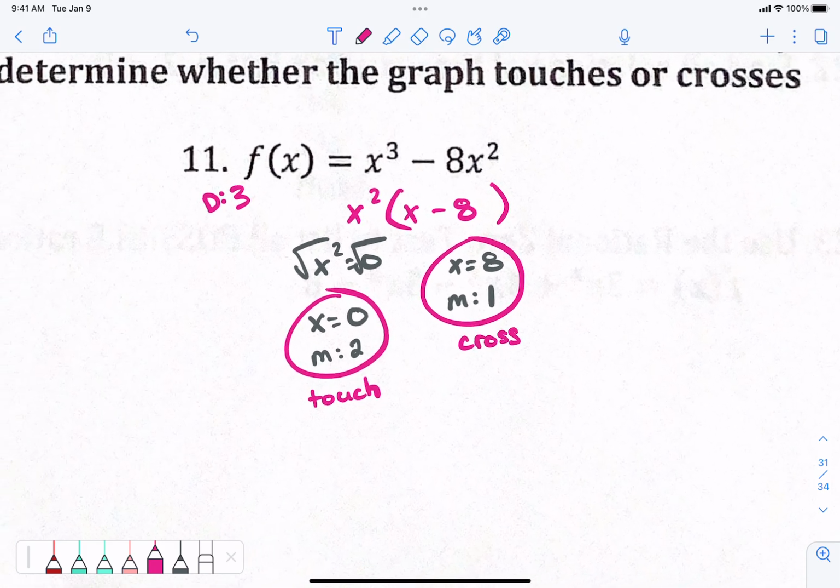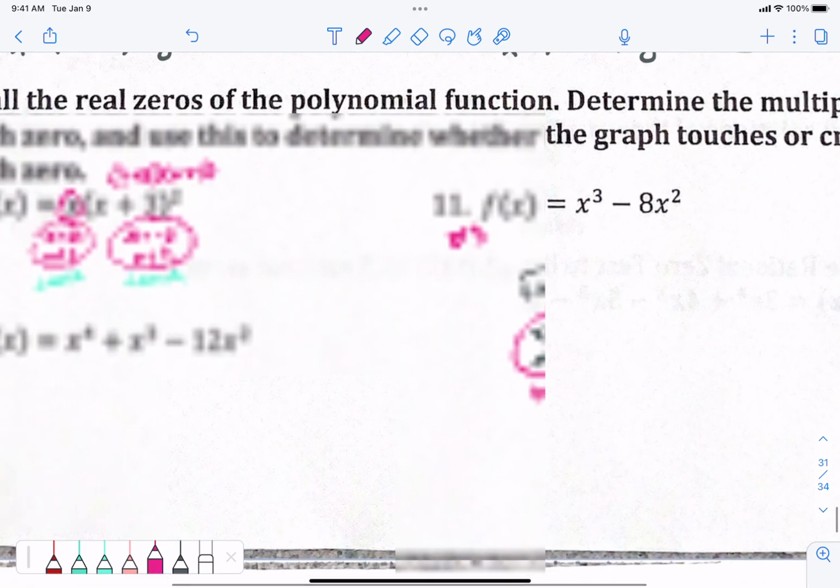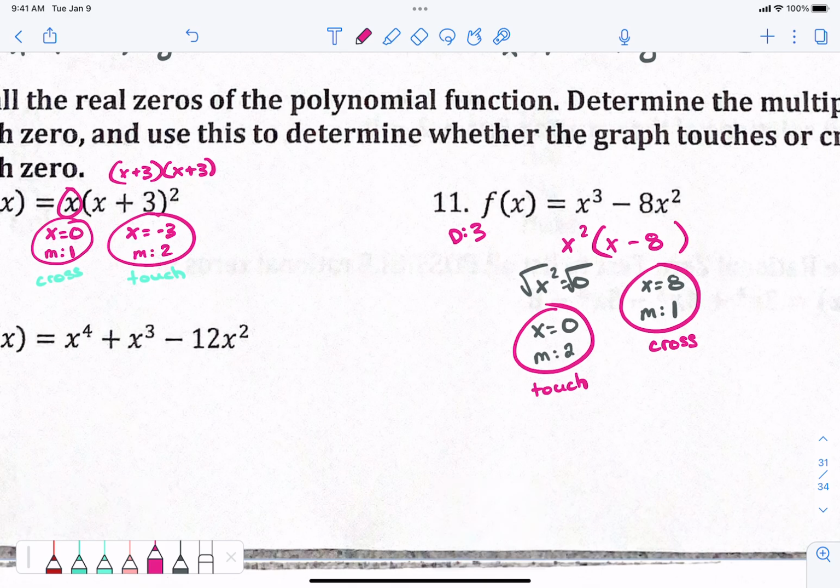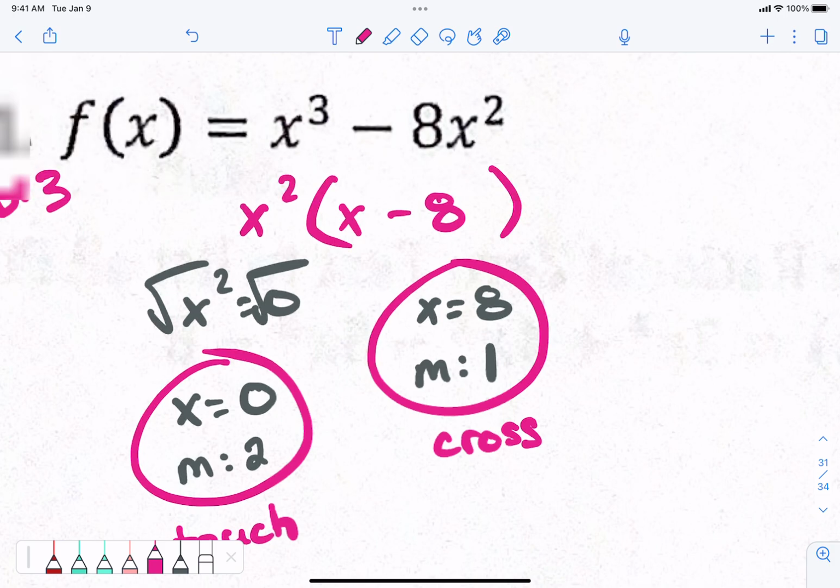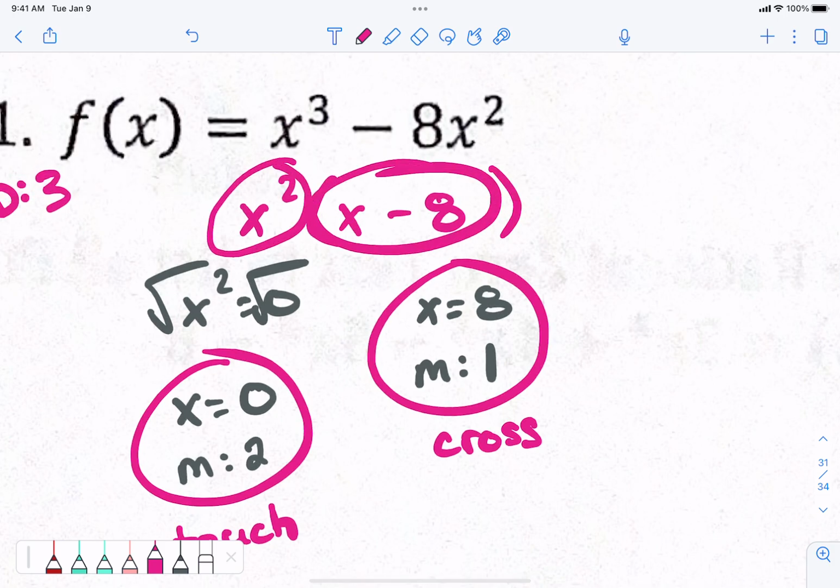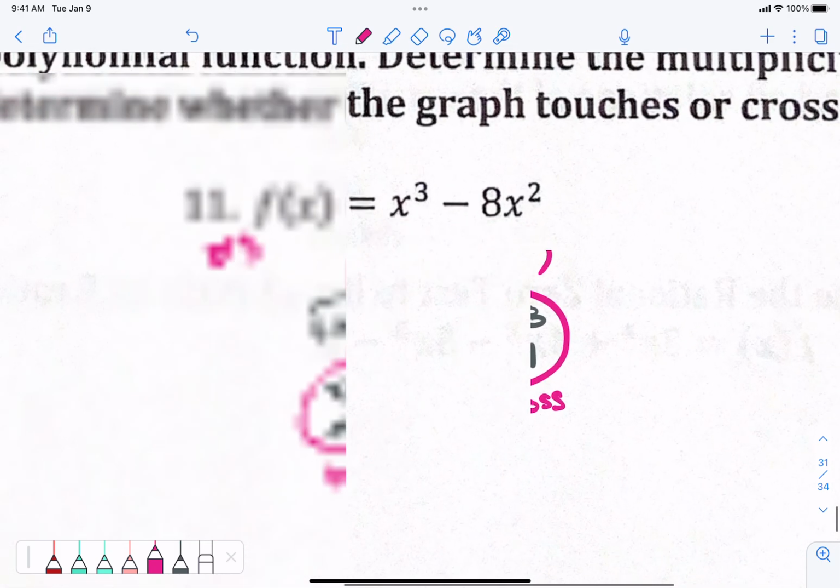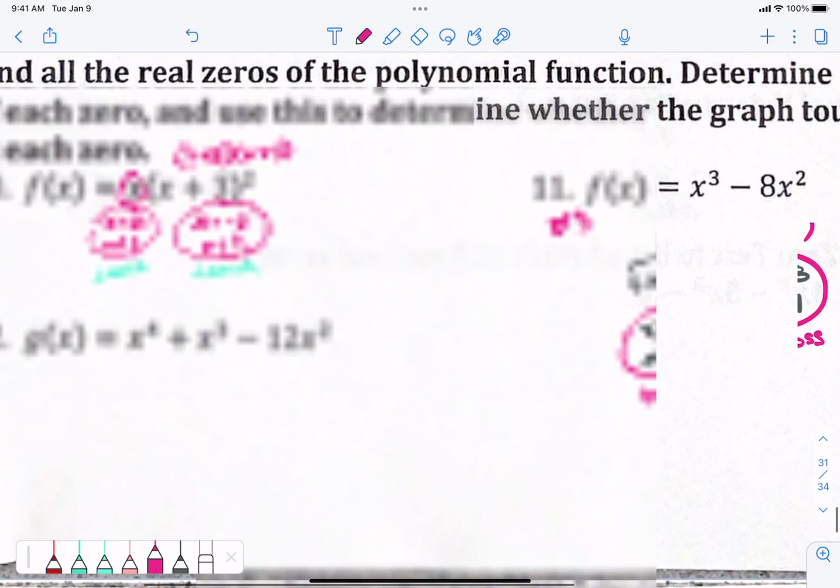See, this isn't confusing. I'm confused. How are you confused? Where did the 0 come from? Because we pulled out an x squared and then we set this equal to 0 and we set this equal to 0. If x squared equals 0 and you take the square root, you take out 2 x's. Okay, I'll leave that up there so you can see.